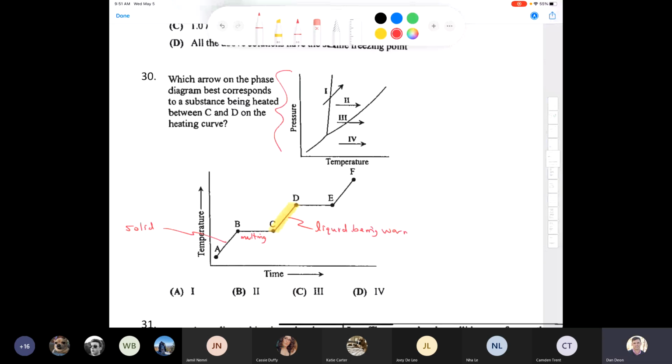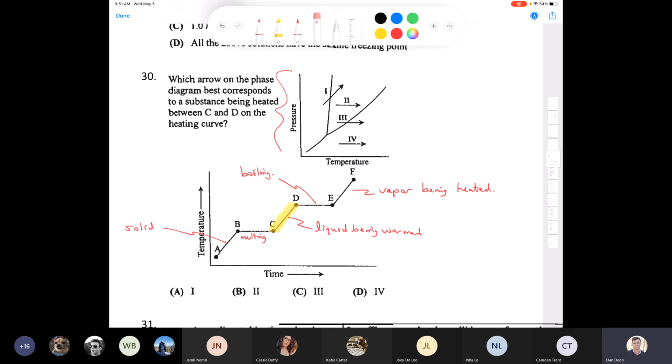Liquid being warmed. Like that. Then here we have boiling. Then here we have vapor being heated or warmed, whatever you want to call it. Maybe I should have said heated instead of warmed, but you get the idea.